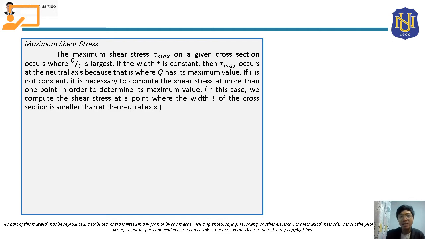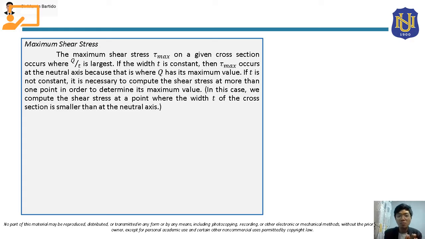Okay, so para malaman natin yung maximum shear stress, dapat yan yung, kumbaga, largest yung magiging Q over T. Okay, so kailan ba class magiging largest yung Q over T? So of course, magiging largest yung Q over T kapag malaki yung value ng Q. Eh kailan ba class nagiging mataas yung value ng Q? Okay, so let's say class na yung width T is constant dun sa cross section nung beam natin. Then tau max occurs at the neutral axis because that is where Q has its maximum value.